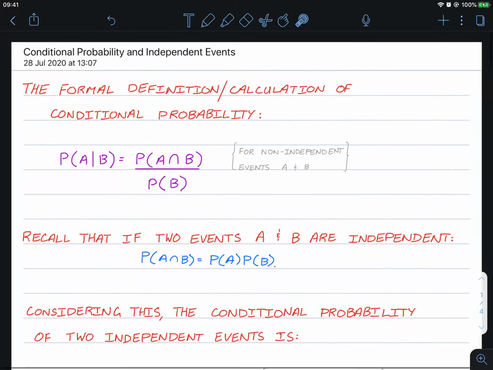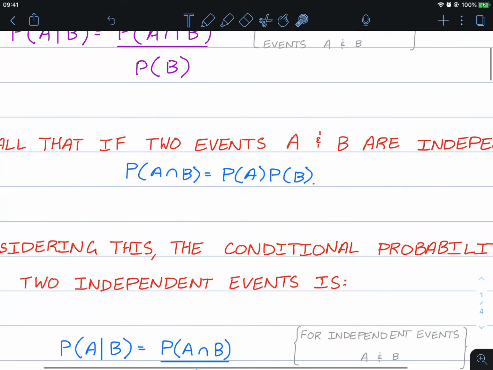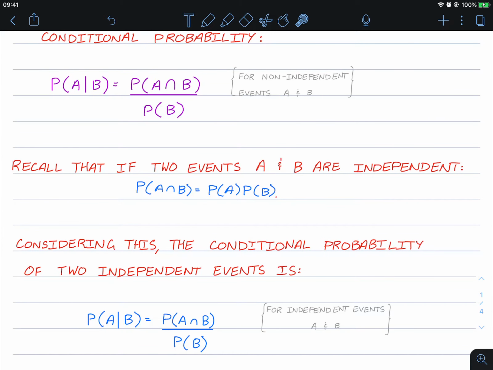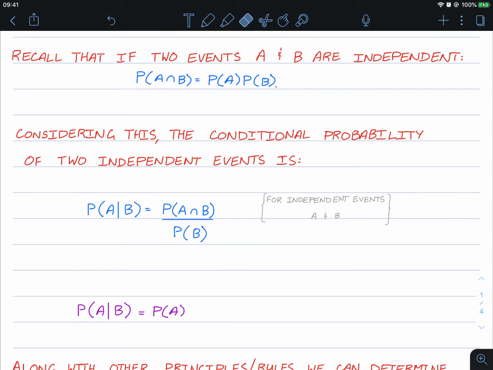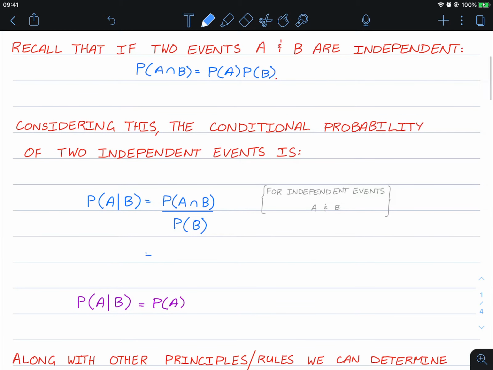Now recall, if two events, A and B, are independent, then we found that the probability of their intersection is the probability of A times the probability of B. Considering this, the conditional probability of two events is, well, we're going to eventually get to this point here, but I'm going to demonstrate to you how.